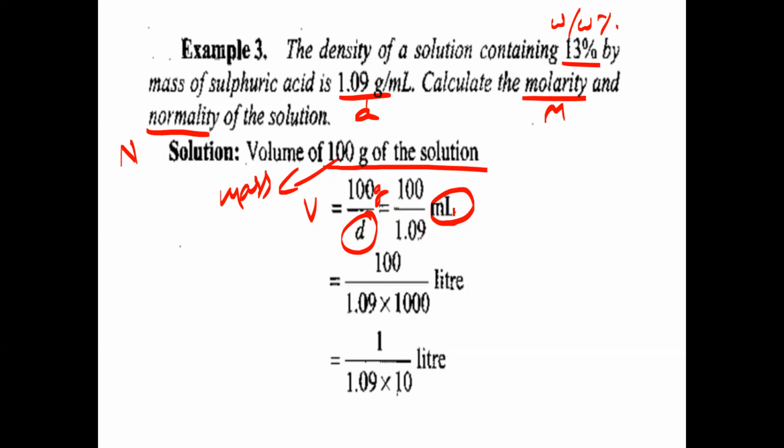If you want to convert ml into liters, we have to divide by 1000. So volume in ml divided by 1000 will give liters. Volume of solution is equal to 1 by 1.09 into 10, since 100 by 1000 is 1 by 10. So 1.09 into 10 in the denominator. So this is the volume in liters of the solution we got.